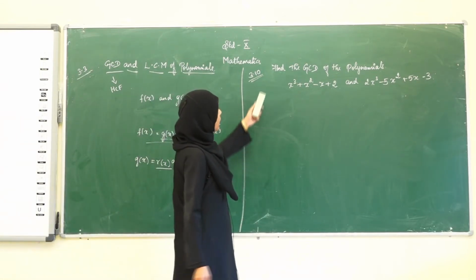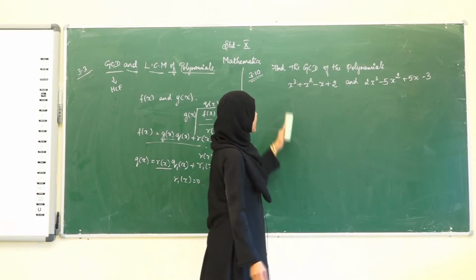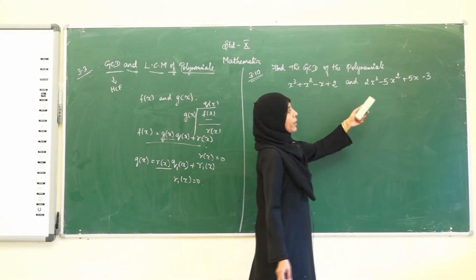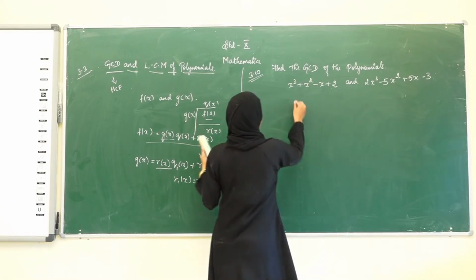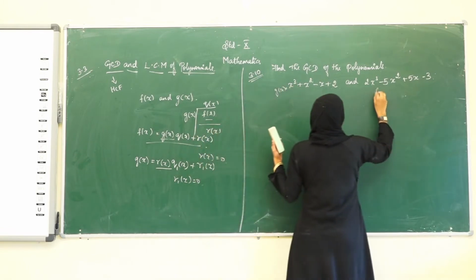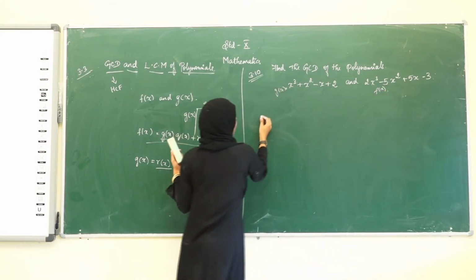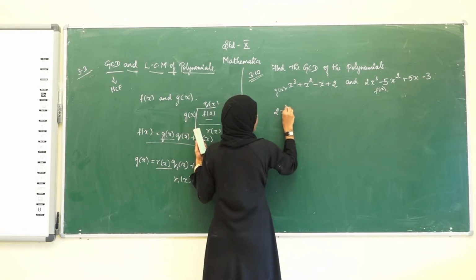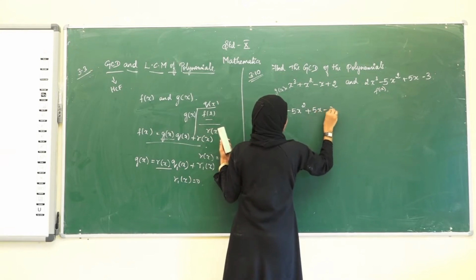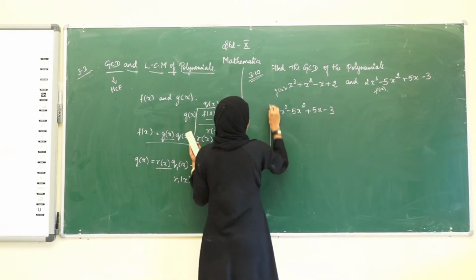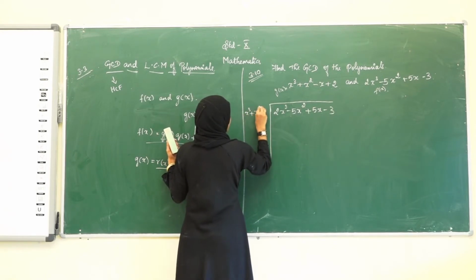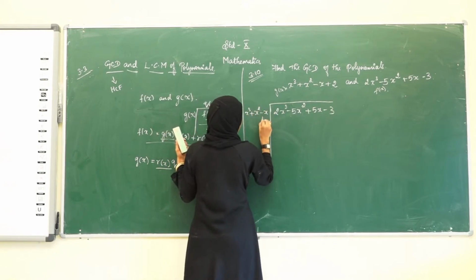What is given is: find the GCD of the polynomials x cube plus x square minus x plus 2 and 2x cube minus 5x square plus 5x minus 3. How can we find this? Let us take this as g of x and this as f of x. So f of x is 2x cube minus 5x squared plus 5x minus 3. This can be done using long division. Here, x cube plus x squared minus x plus 2.